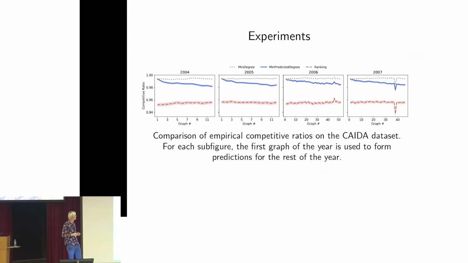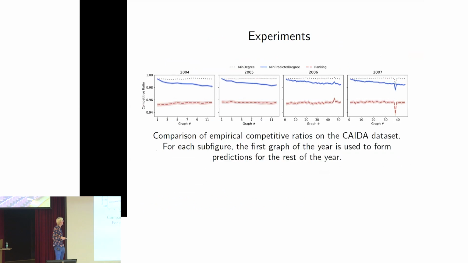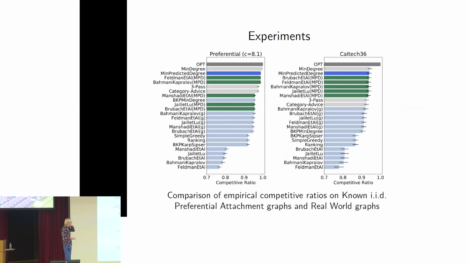Okay, and here are some other experiments on real world data. This Kyler data set describes communication networks of internet routers that change over time, and we use the first graph in the sequence of graphs to predict the degrees in future graphs. As we can see, we have ranking, min predicted degree, and min degree. And we can see that the quality of min predicted degree's estimate deteriorates over time. That's probably because as the graph develops, the predictions get worse and worse. We compare to some other benchmark algorithms where it also seems that min predicted degree performs favorably.